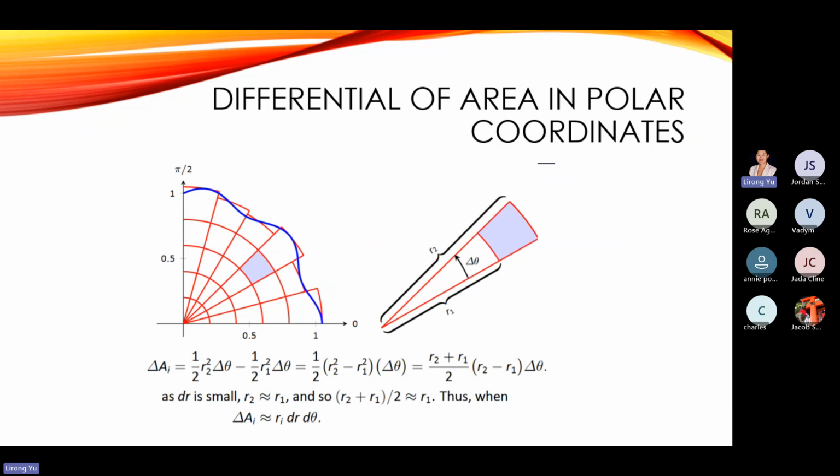Now we're trying to find a way to represent how to calculate a small piece of the area if the coordinate system is polar. So here we have an area. Suppose this is a region represented in polar coordinates.